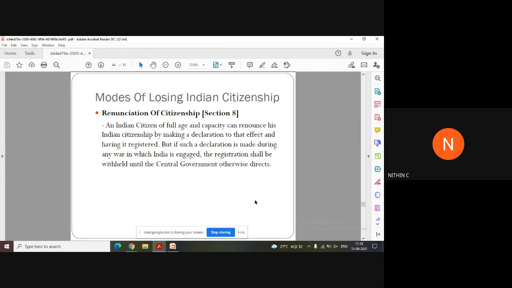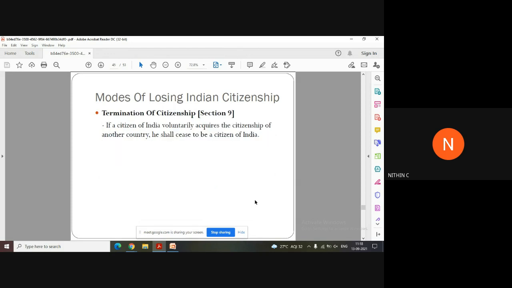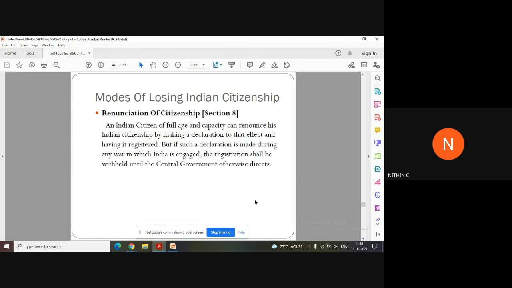Then modes of losing Indian citizenship, that is renunciation of citizenship. An Indian citizen of full age and capacity can renounce his Indian citizenship by making a declaration to that effect and having it registered. One mode of losing Indian citizenship is by giving a declaration to the government that he does not want to be a citizen of India. Declaration of that sort has to be given to the government of India.